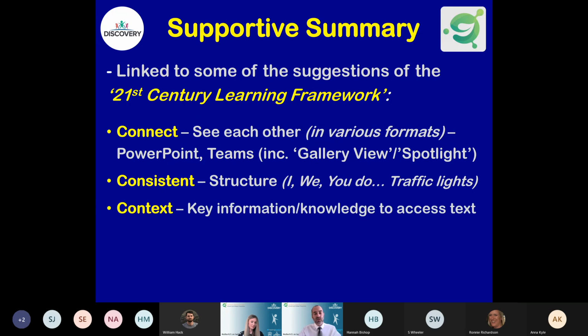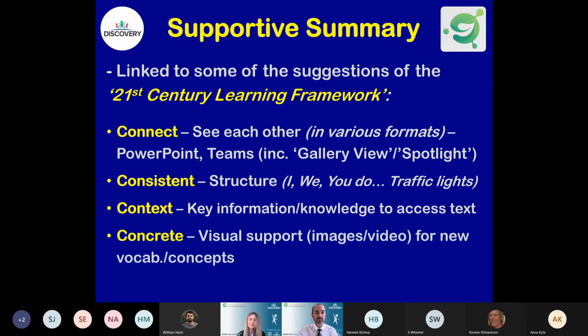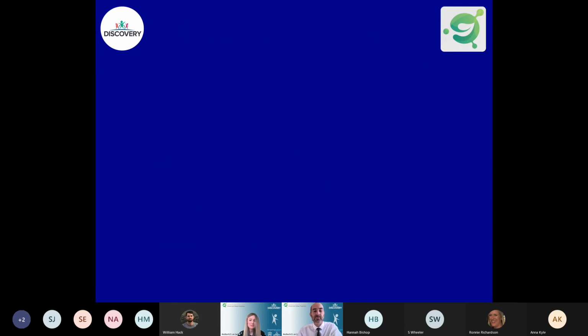The other one is to make sure there's a context, always provide children with the key information or knowledge that they need to be able to access the reading material. To provide concrete examples, use visual support, whether that be images or inserted videos, especially when children are engaging with new vocabulary or new concepts.